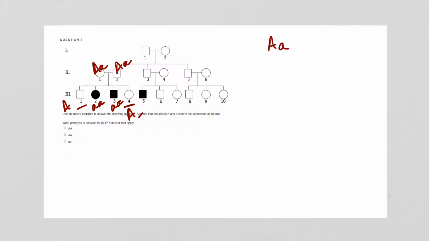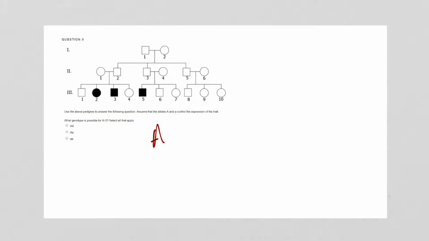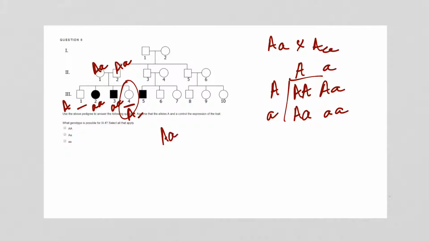If we draw the Punnett square for their parents, here we can see that it is possible that those individuals, and this one in particular, because the question is asking about that, could be heterozygous, or they could be capital A, capital A. So both of these would be possible answer choices here.